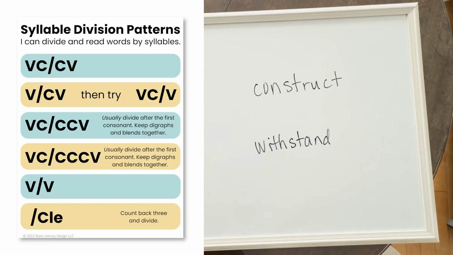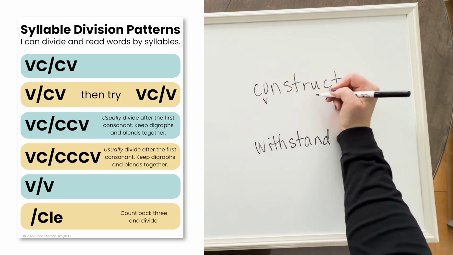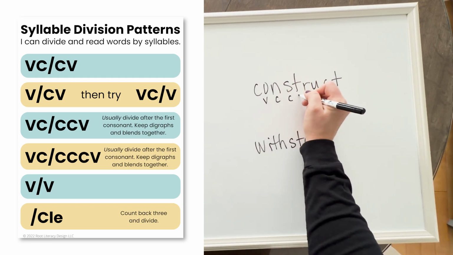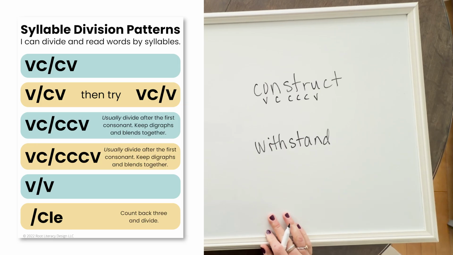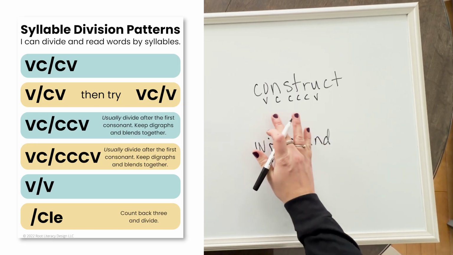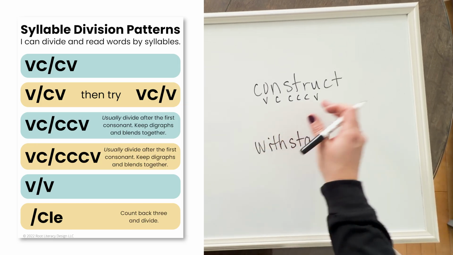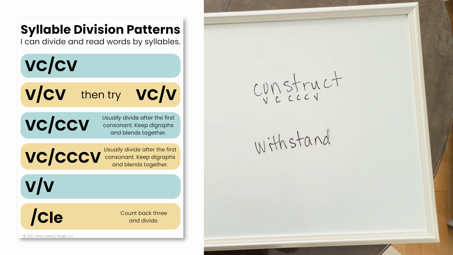The next syllable division pattern we're going to look at is when there are four consonants between the vowels. So as always, mark your vowels that make a sound, look between them. Now I see four consonants. It's the same thing as when there are three between. We are going to look for keeping consonant clusters and digraphs together.